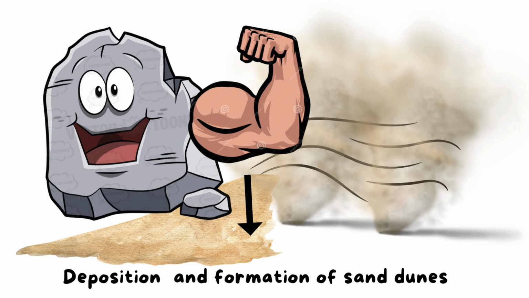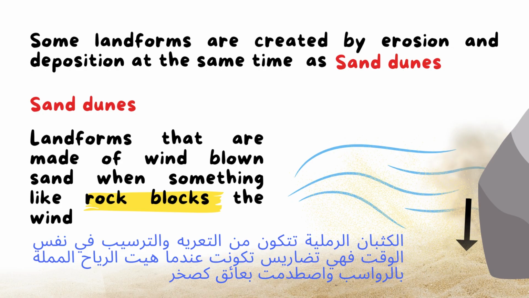Now we will talk about this. I give you this drawing to remember how the sand dunes form. Now we will discuss this. Some landforms are created by erosion and deposition. At the same time, there are moving particles and then they settle down in this place. So we have erosion and deposition. Like the landform which is sand dunes, as we mentioned.